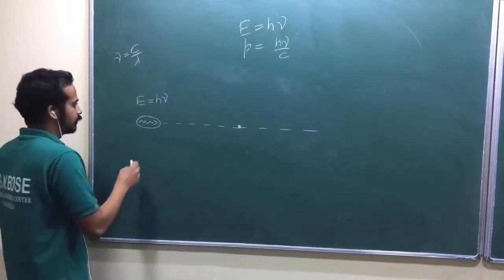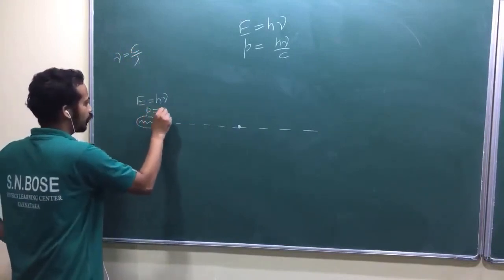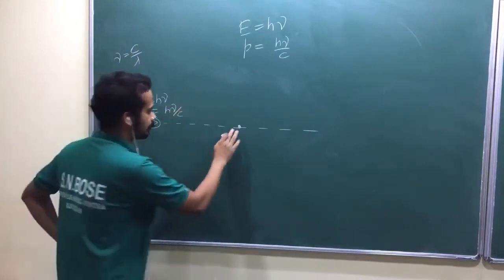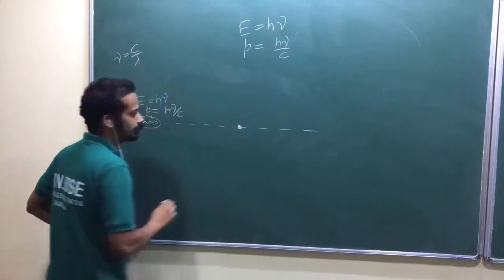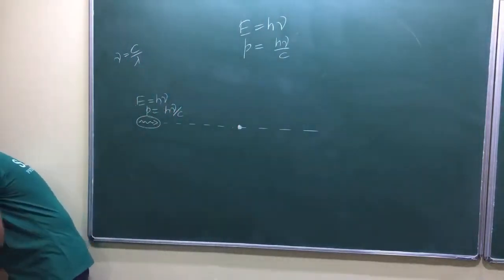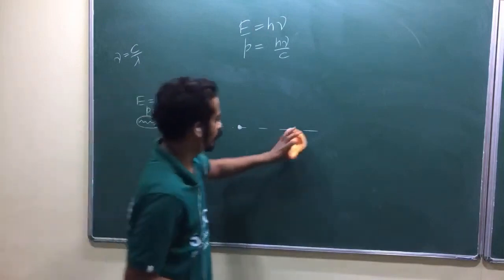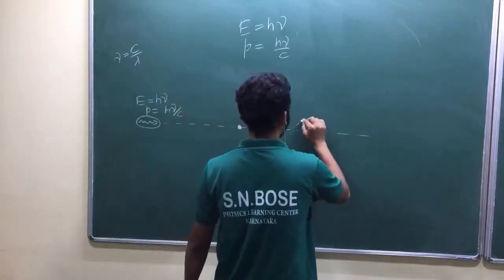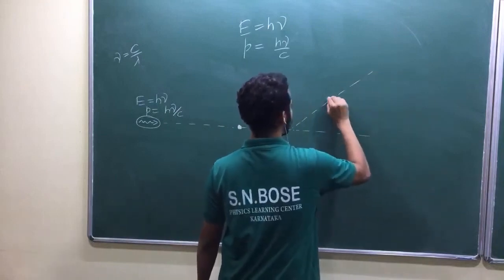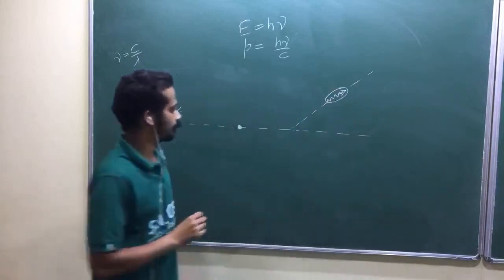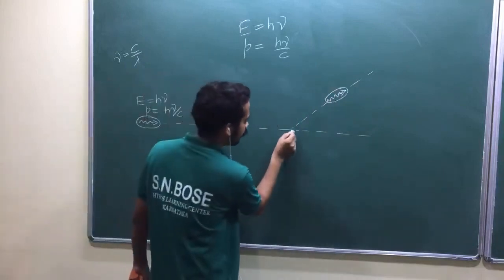So momentum is equal to h nu by c. It is incident like this on the electron. This is before collision. Now after collision, let me draw it here. Suppose the photon will travel in this direction. Is that okay? So the electron will be recoiled in this direction.